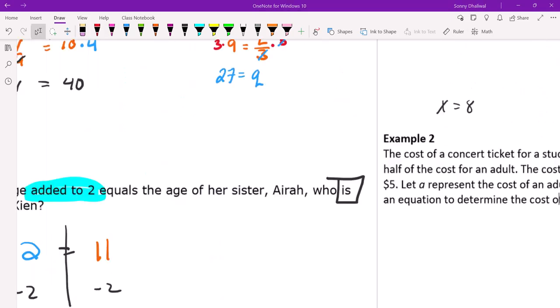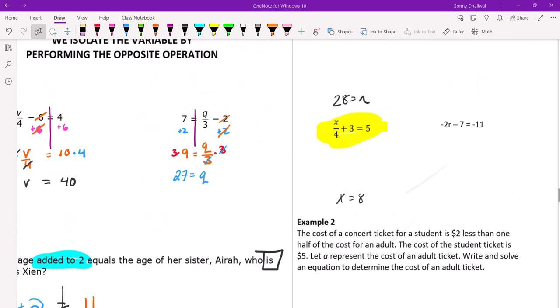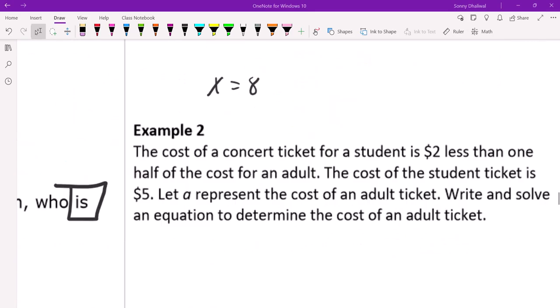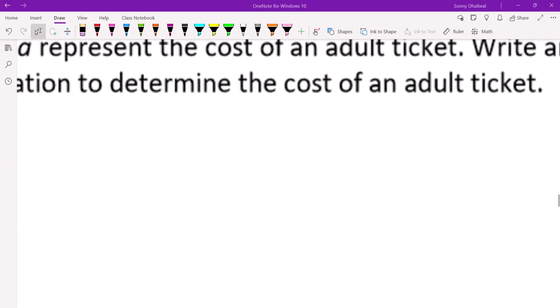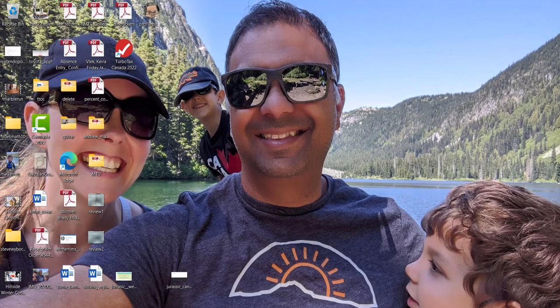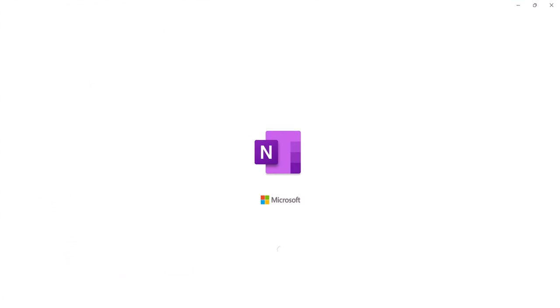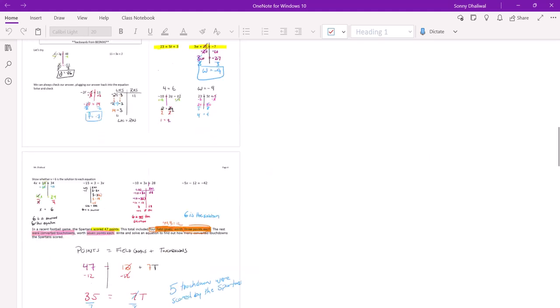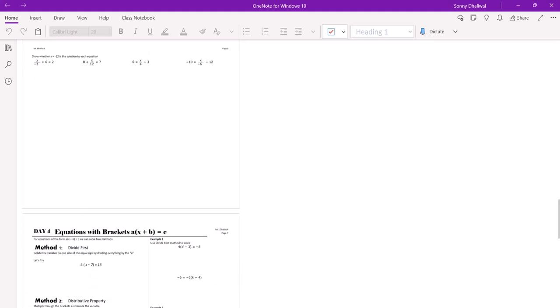So I'm going to save these 2 as warm-ups for next day before we do the assignment. Are we done? No, we're not done yet. On the back side, if my computer cooperates, it's acting up. Close, open. Come on, open up. Where is it? There we go. Okay.